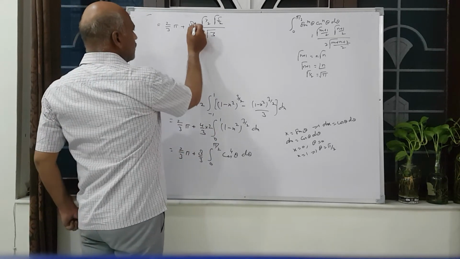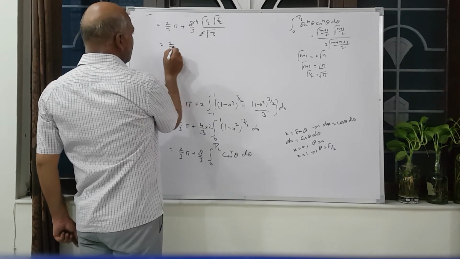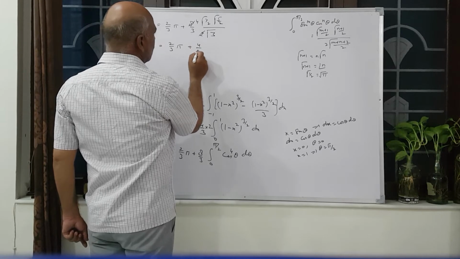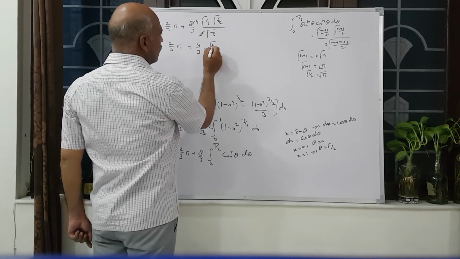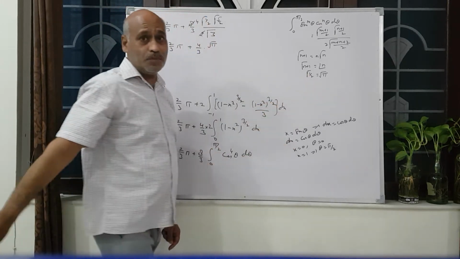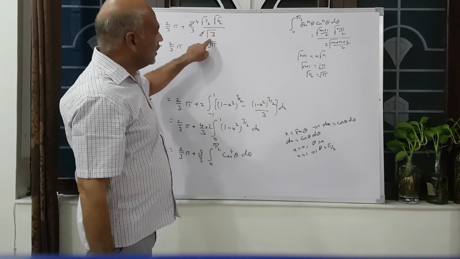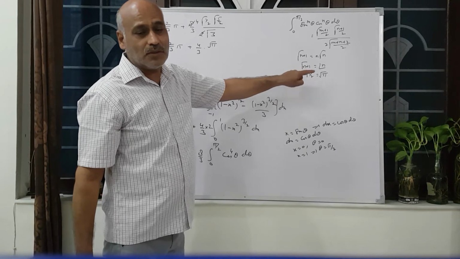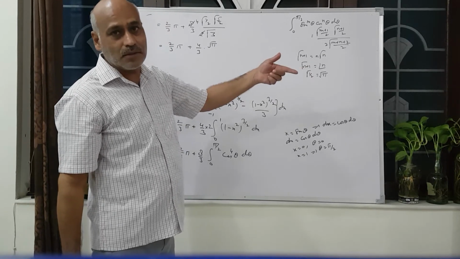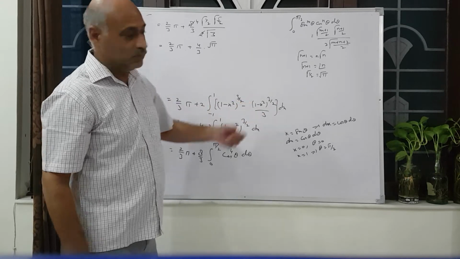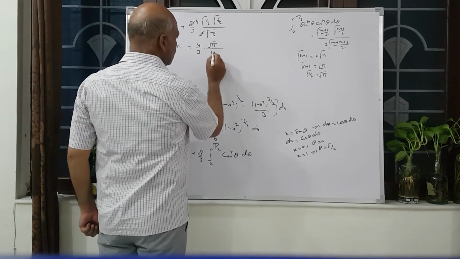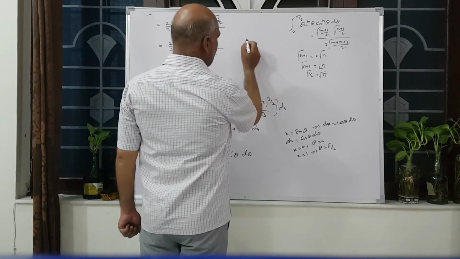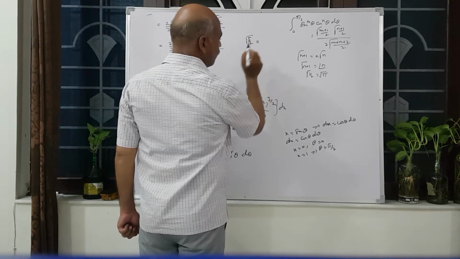This becomes 4 times, 2 upon 3 pi plus 4 upon 3, gamma half is root pi, and gamma 3. Here we will use this one: gamma n plus 1 is equal to factorial n. Gamma 3, 3 means 2 plus 1, so this becomes factorial 2. Then gamma 5 by 2.